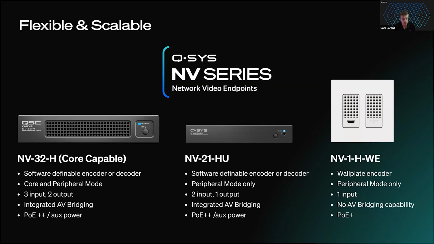The NV21, so 2 in, 1 out. It can only be a peripheral, so only an encoder or a decoder. You have the 2 in, which is one HDMI, one USB-C in, and then you have the 1 out, which is the one HDMI out. You still have the same AV bridging capability with that USB-C. And then again, this is also PoE++ at 45 watts. And then you are able to locally power it if your switch doesn't supply enough power for the NV21, or if you want to locally charge a laptop at 60 watts or up to 60 watts through that USB-C.